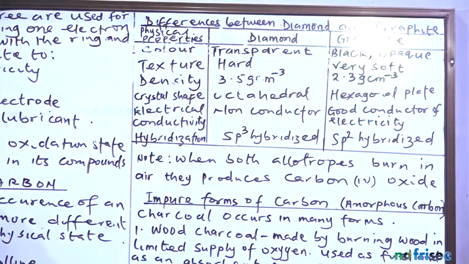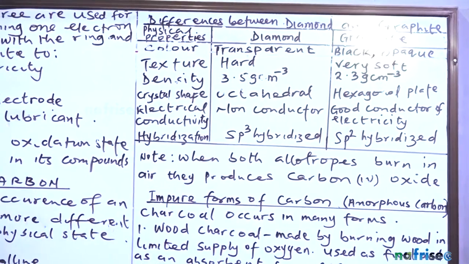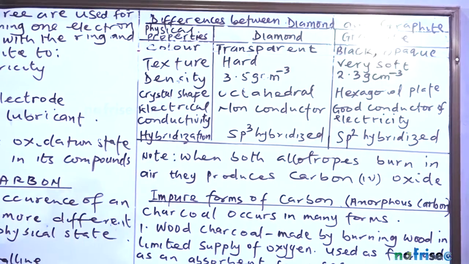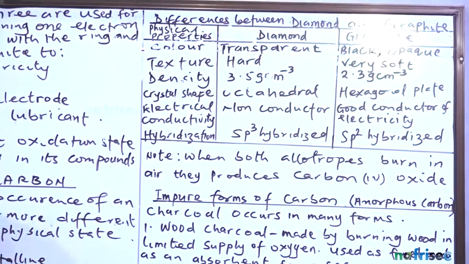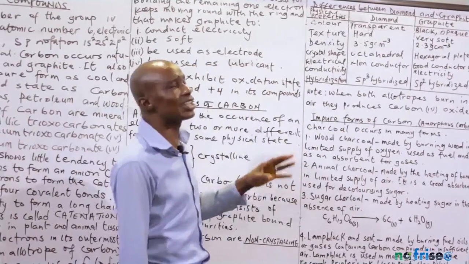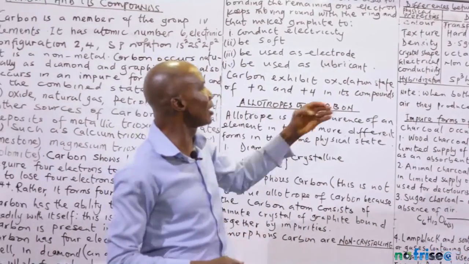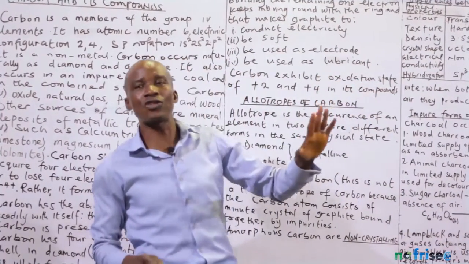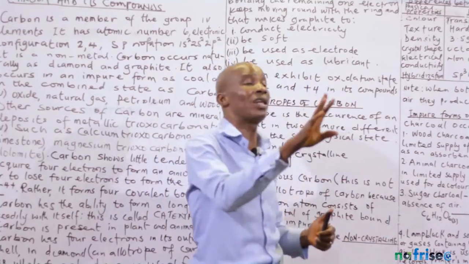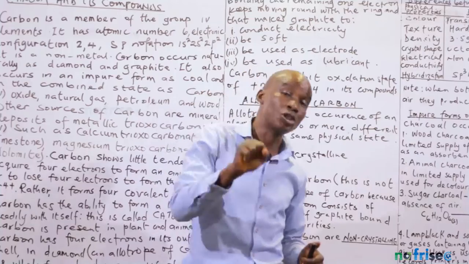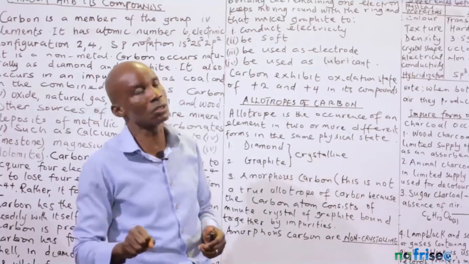Let's start from color. Diamond is transparent in color. It has high reflectivity, so it is transparent, while graphite is black and opaque. Let's look at the texture. Diamond is the hardest substance known. Remember when we started this topic, I was telling us that of the 4 electrons in the outermost shell of carbon, in diamond all 4 are used for bonding. And that makes diamond the hardest substance known.